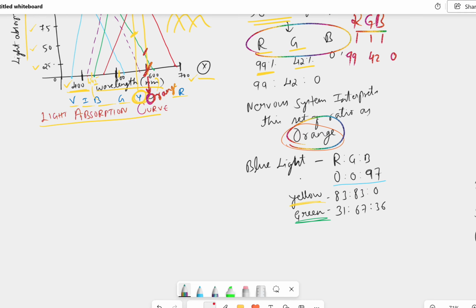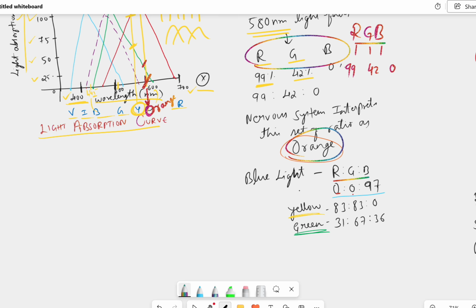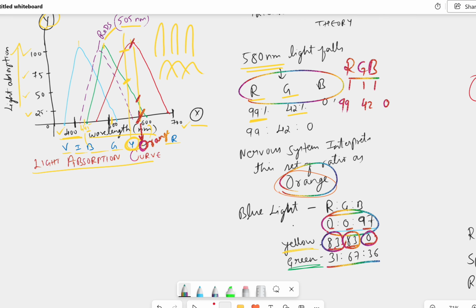Some other examples: an RGB ratio of 0, 0, and 97% will be interpreted as blue color. Yellow will be 83 to 83 to 0. It means the red cones have been stimulated up to a stimulus value of 83%, the green cone is also stimulated up to 83%, and blue is nothing, 0. Green will be 31, 67, 36. So we'll just see green.